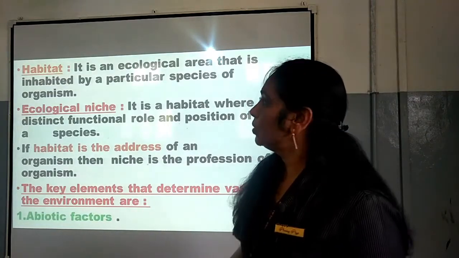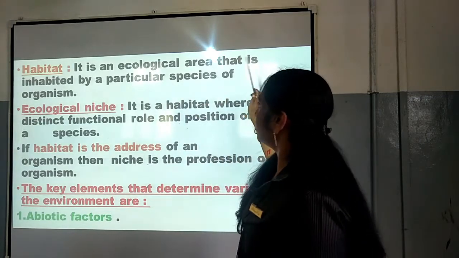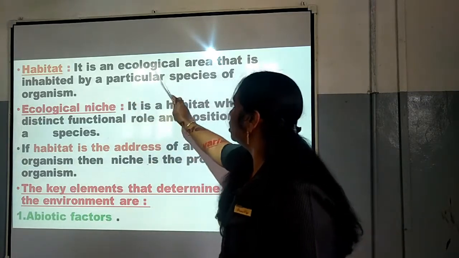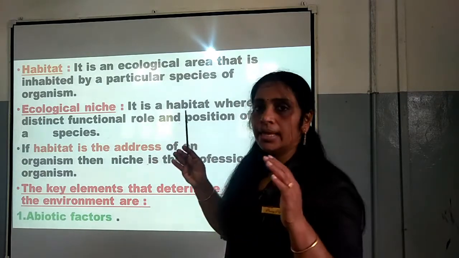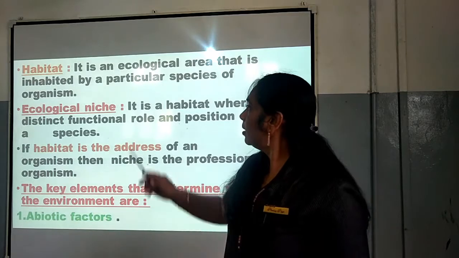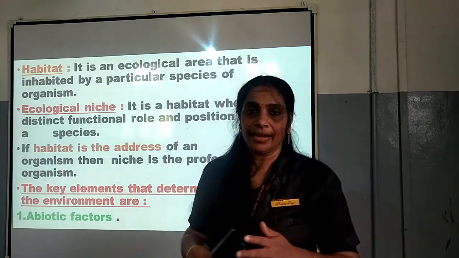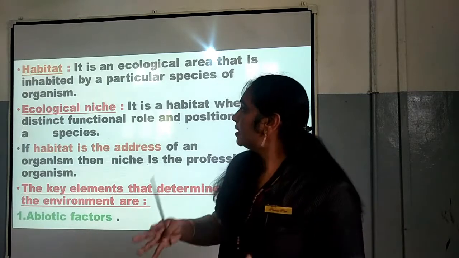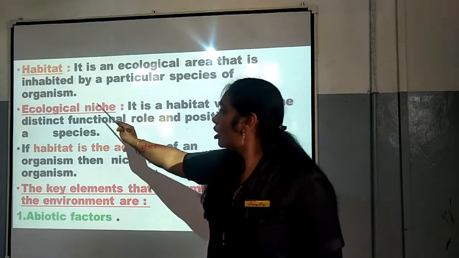Next is related to the habitat. It is an ecological area that is inhabited by a particular species of organism. A particular area is there where the particular species will be staying or inhabiting. That is called habitat. And what is ecological niche?